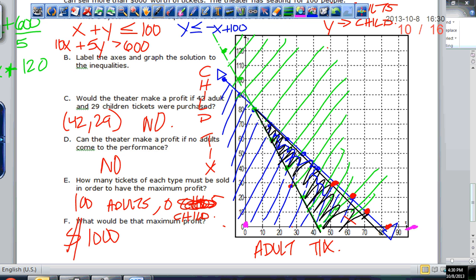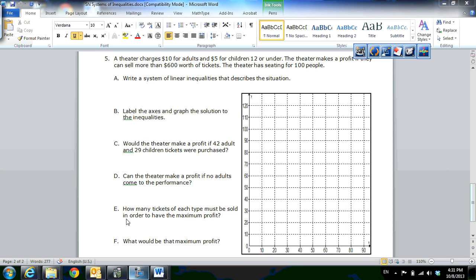And then lastly, if I sold 100 adults, so 100 adults would be out here. I think this graph is off now. Somehow this graph got off. But anyway, 100 adults would be out here. That's actually in my triangle. So that would be $1,000 profit with 100 adults and 0 kids. Hope that helped. Come on in for tutoring if you need to. See you later.